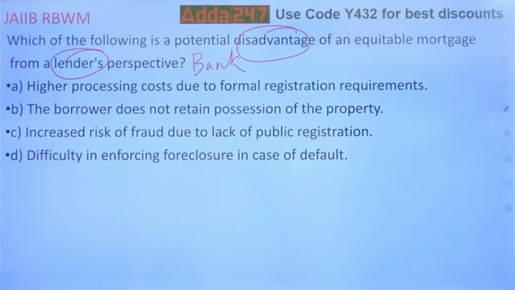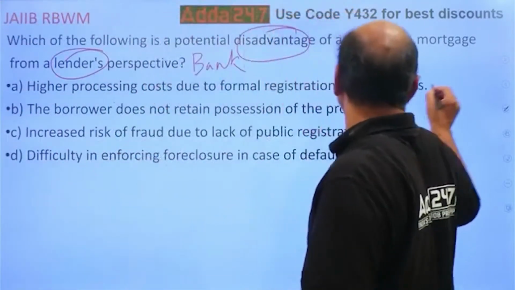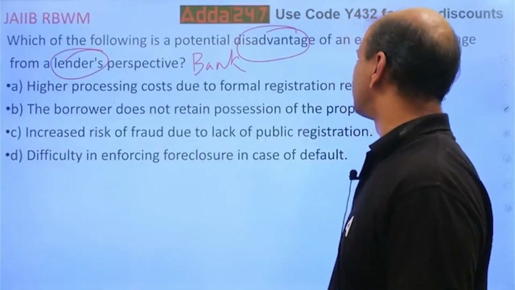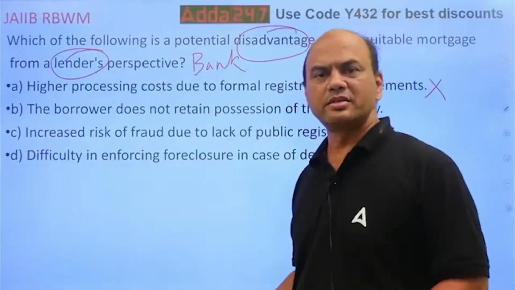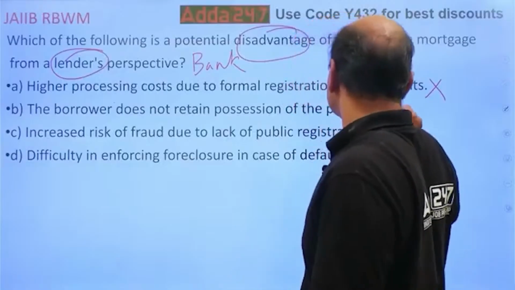Think of it. First one: high processing cost due to formal registration. Do you register in equitable? You don't. So the first one is out. The borrower does not retain the possession of the property. He does retain it. The name on the property is of the borrower only. This is also out.